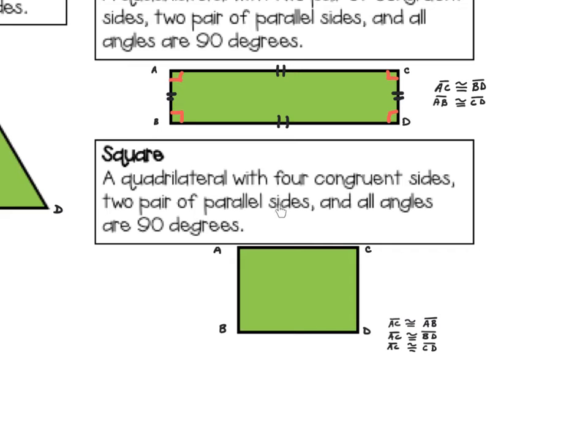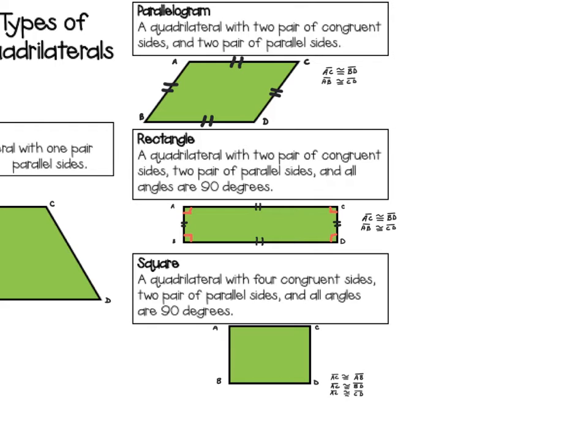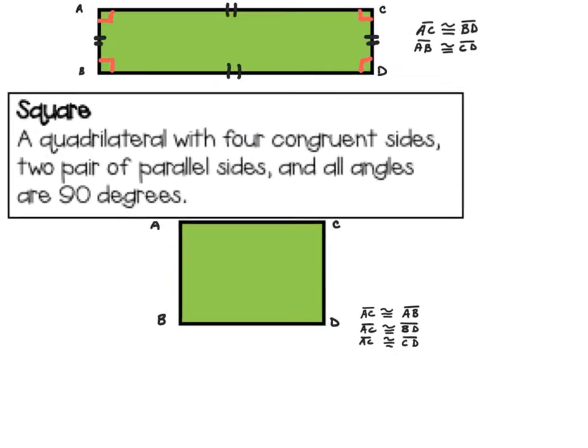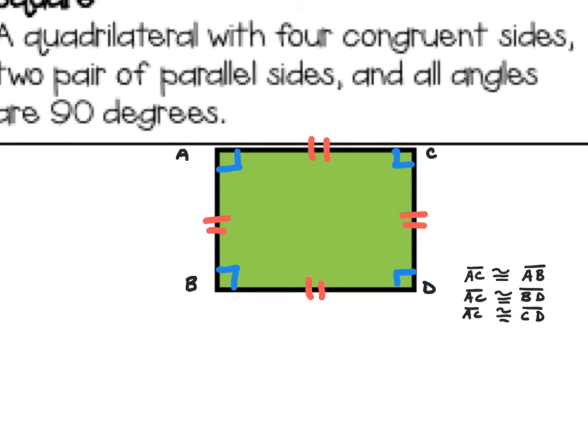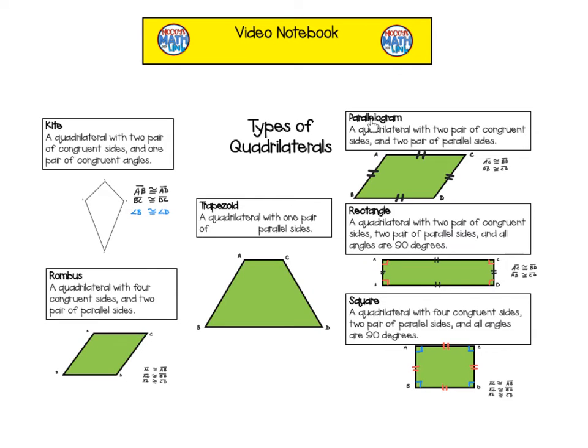Then you also have two pair of parallel sides, just like both the parallelogram up here and the rectangle right here. So let's go ahead and make our little marks that indicate that these are parallel. So this is parallel with this. This is parallel with this, right? And then finally, all angles are 90 degrees. So this is 90 degrees, this is 90 degrees, this is 90 degrees, and this is 90 degrees. And bam, there you have it, my friends. That right there is the difference between a parallelogram, a rectangle, and a square.